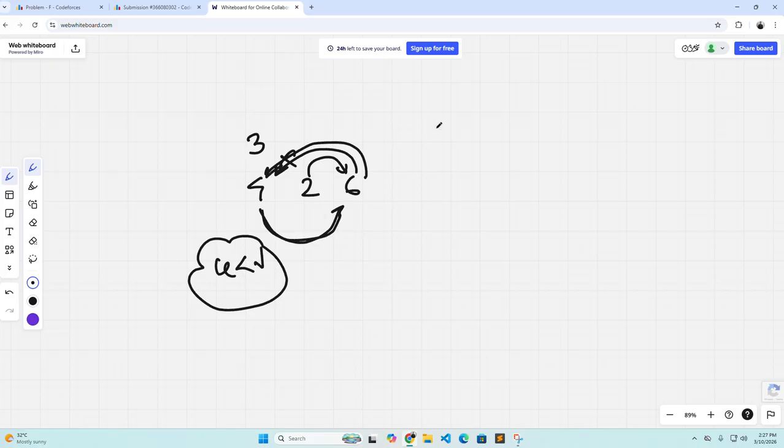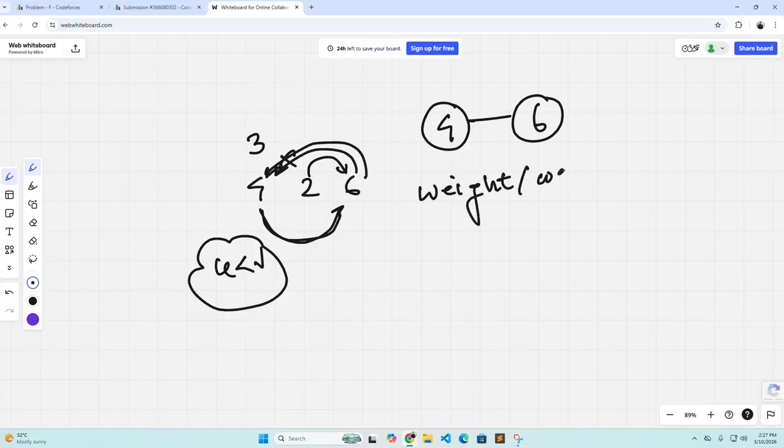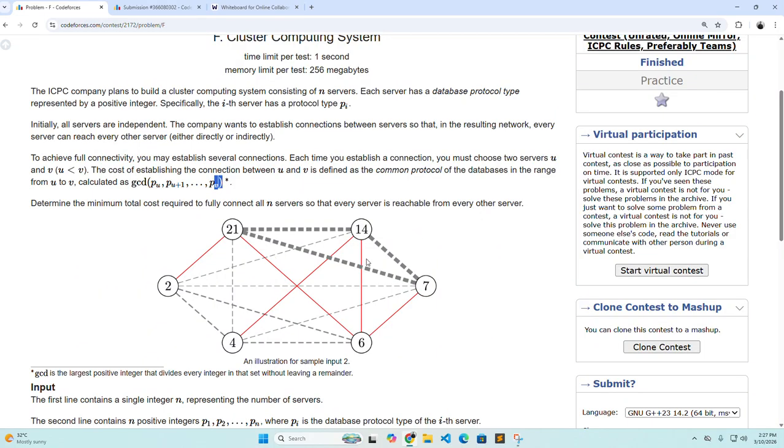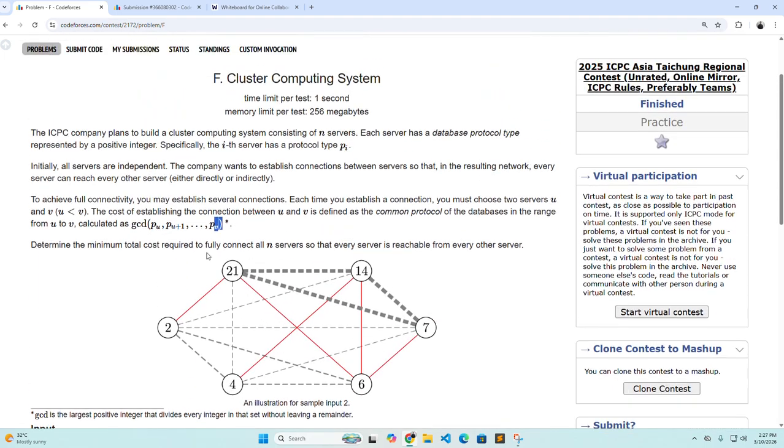So if you connect 4 and 6, the weight or cost will be equal to the GCD of 4, 2 and 6. And now you have to determine the minimum cost to connect all the vertices so that they can communicate with each other.